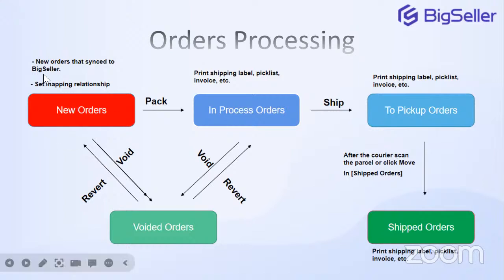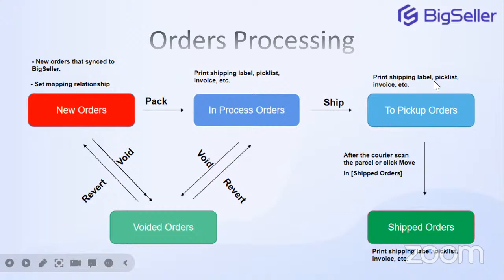The new orders will be automatically synchronized to the first step, new orders. For new orders, we just need to do one thing, which is to pack. You need to arrange shipment for your new orders on Big Seller. After the order has been packed, it will be moved to in-process orders. For the second step, you can print the shipping label, pick list, and invoice, and then you need to pack the package. After the package has been prepared, you need to ship this order. After this order has been shipped, it will be moved to pick up orders.